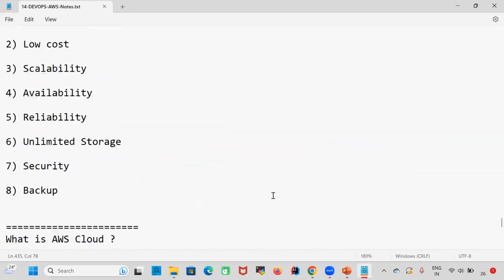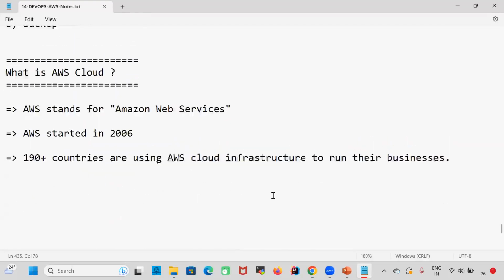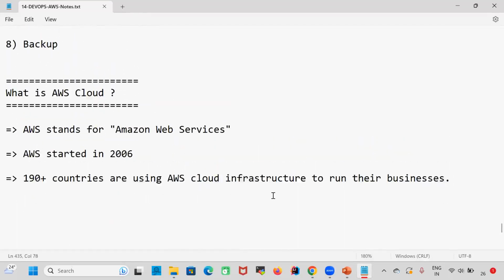As a DevOps engineer, you are responsible for deploying and delivering the application. To deploy your application, you need infrastructure. Where will you set up the infrastructure? In the cloud platform, we are going to set up the infrastructure. Then we are going to deploy our application in the cloud infrastructure. That is called DevOps with AWS.